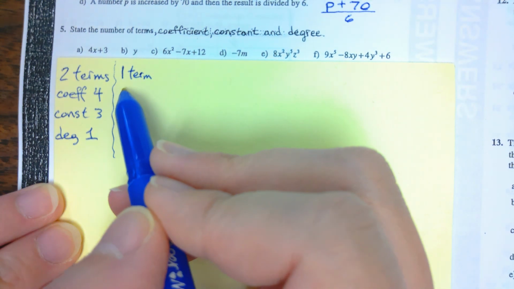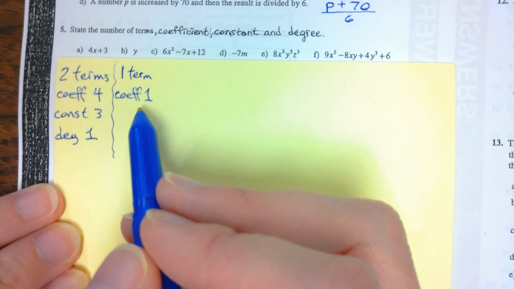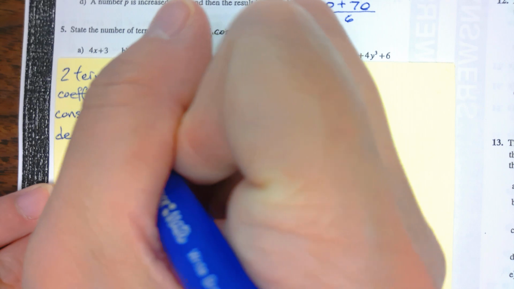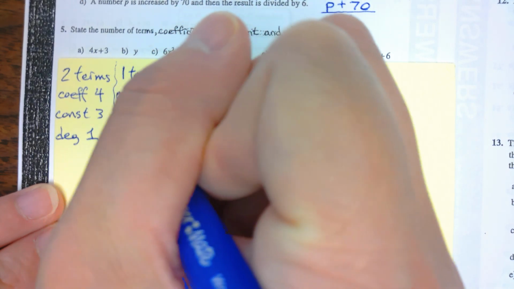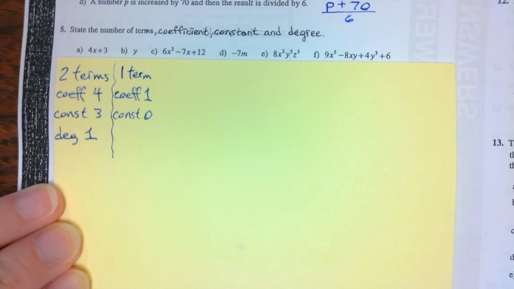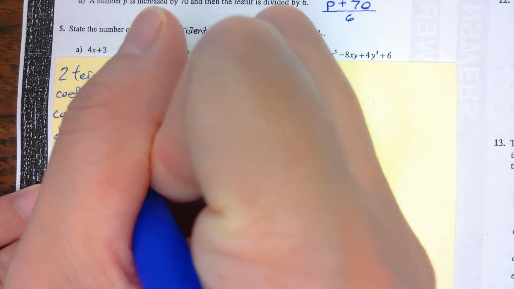Coefficient 1. That's right. Coefficient 1 because y is like 1y. So it's actually a coefficient 1. Constant. Charles? 0. Good job. There is no constant. You can write none or you can write 0. And degree. The exponent on the y, degree 1.